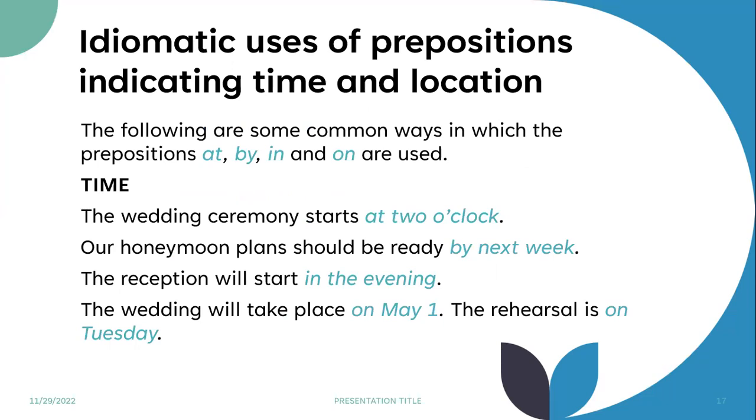So now we have idiomatic uses of prepositions indicating time and location. The following are some common ways in which prepositions at, by, in, and on are used. So for time, we have 4 examples here. The wedding ceremony starts at 2 o'clock, so we have a specific time. Our honeymoon plans should be ready by next week, another specific time period.